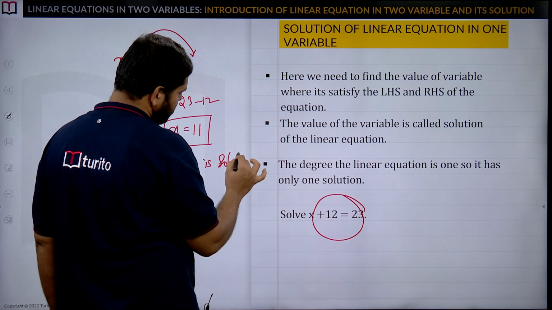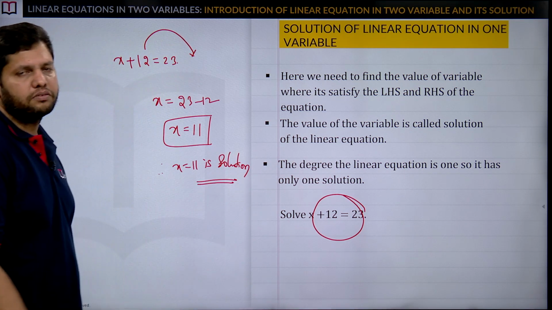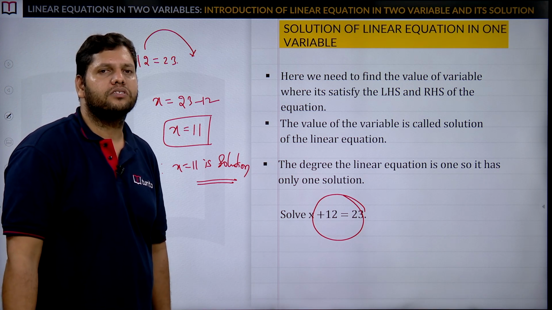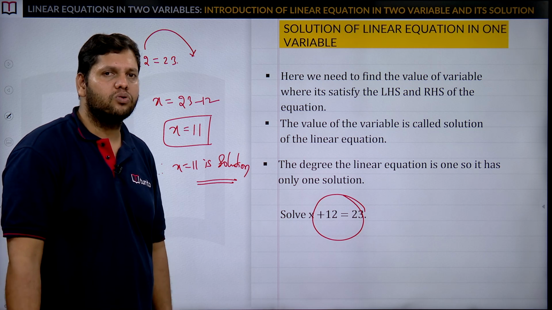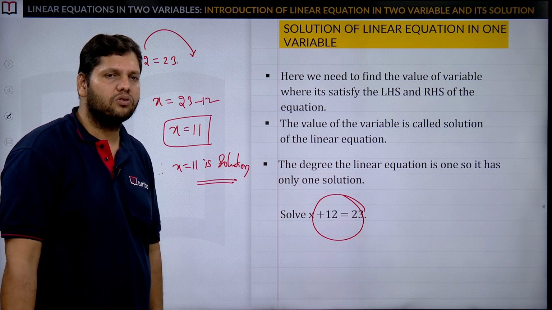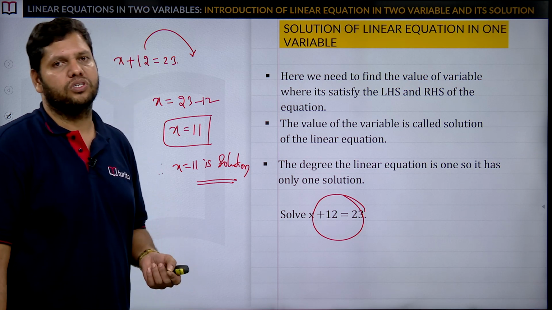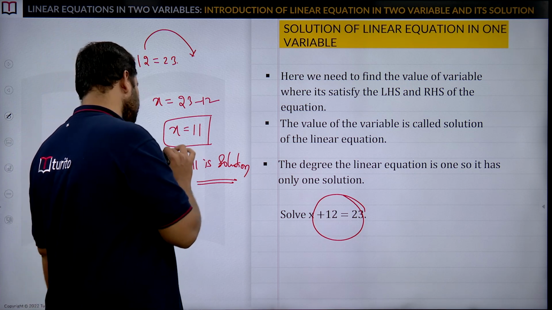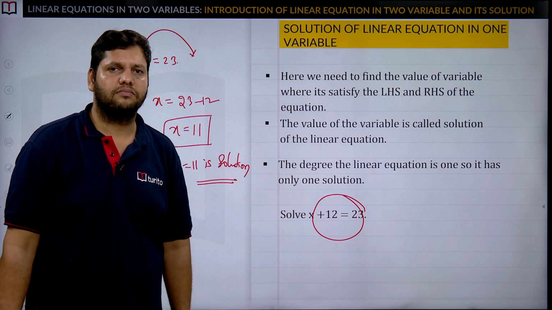Are you getting my point, children? So x is equal to 11 is called what? The solution of the equation. Okay? So how many solutions did I get here, children? I got only a single solution. Why? Because it is a linear equation. Linear equation means it has only a single solution, isn't it? Clear, children? Are there any doubts regarding this question?